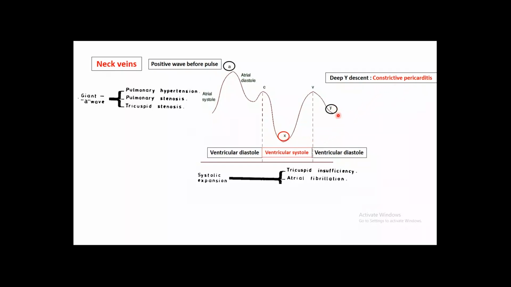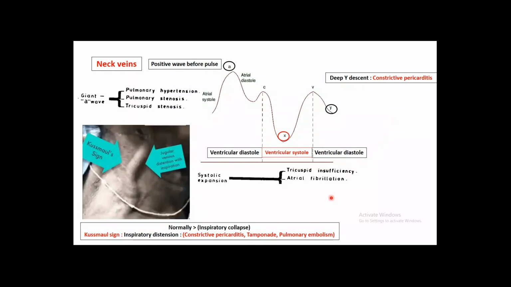What is the cause of deep Y descent? Because this patient has limited filling of the right ventricle during the very early period of diastole, as after this point the ventricle can't receive blood due to mechanical obstruction or compression from outside by the tough pericardium. So it compensates for this by early rapid filling between atrium and ventricle, causing a deep Y descent.